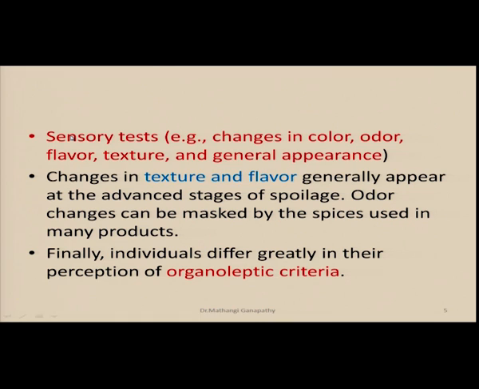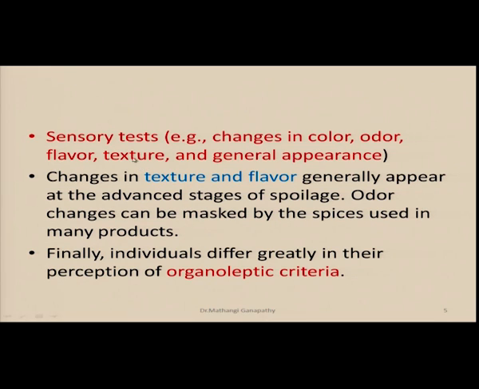The sensory tests mean the changes in the color, odor, flavor, texture and general appearance. Changes in the texture and flavor generally appear in the advanced stage of spoilage, that is, as you have microbes growing and proliferating, because of the changes which their enzymes cause to the composition of the food, you will have changes in the flavor and the texture as well as odor. So that means that the food has already started getting spoiled.